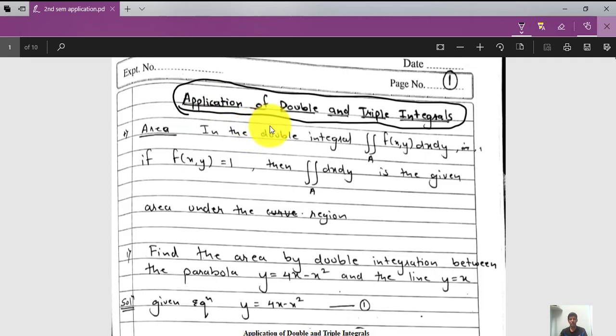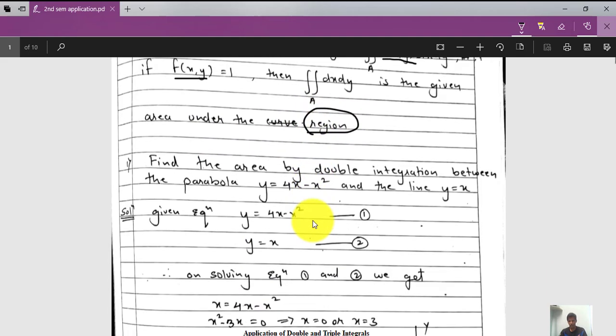So as we have already solved the problems of double and triple integrals, which is also useful in solving some practical problems or well-known problems, right? So let us see what this area is. In the double integral, given a region or the area of any given function which contains variables x and y with respect to dx dy, if f of xy is equal to 1, then dx dy is the given area under the region, right? Now let us find the area.